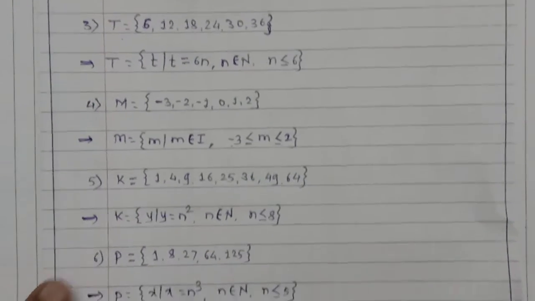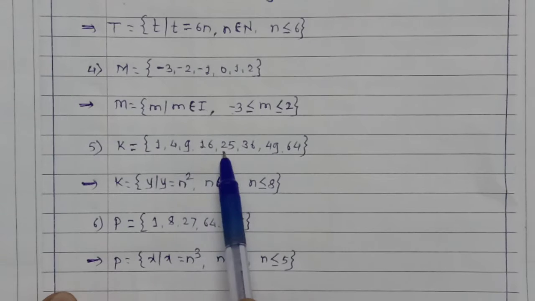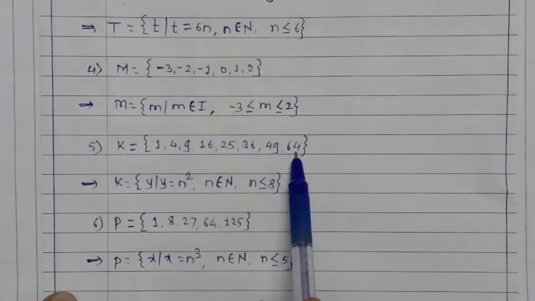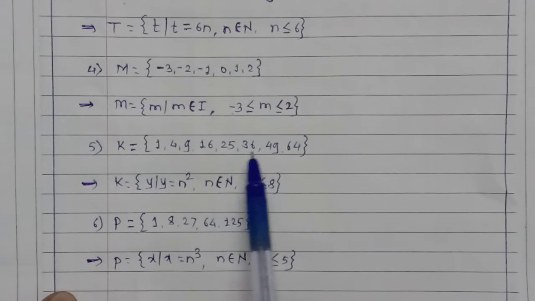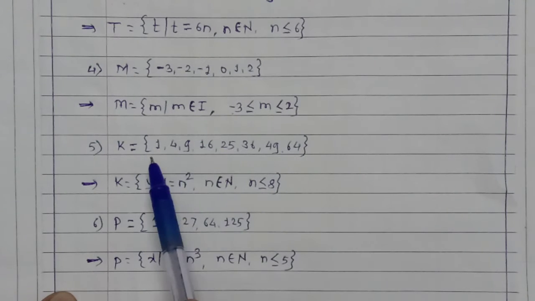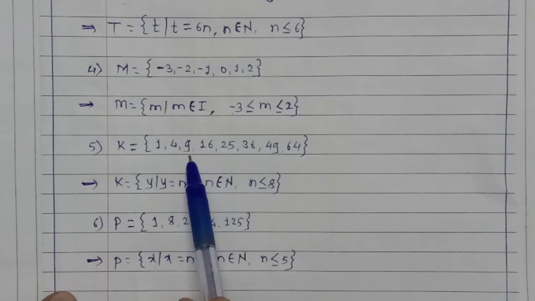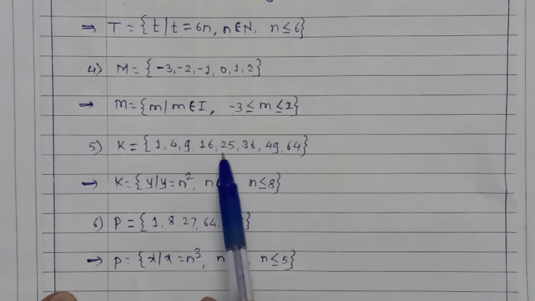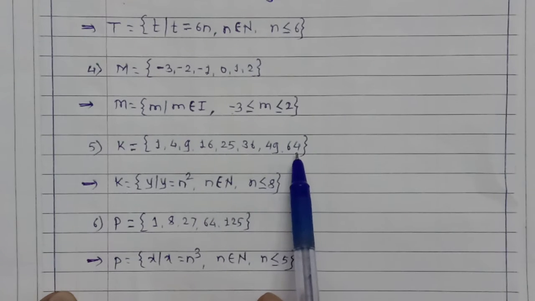Next set is K. Elements are 1, 4, 9, 16, 25, 36, 49, 64. If you observe these numbers, all these are squares. This is the square of 1, this is the square of 2, 9 is the square of 3, 16 is the square of 4, this is the square of 5, square of 6, square of 7 and square of 8.